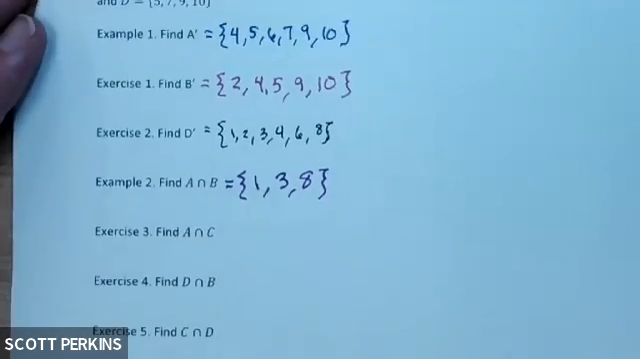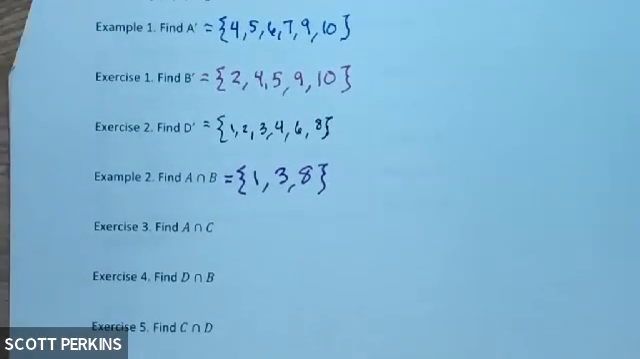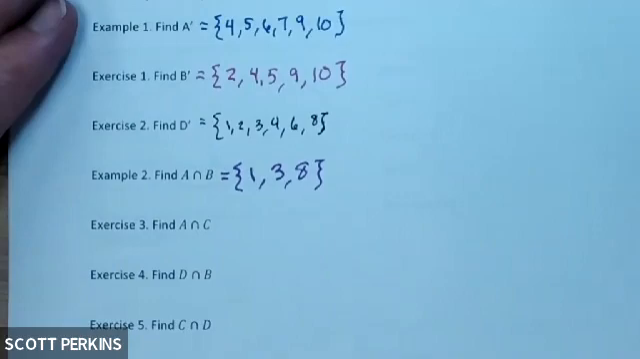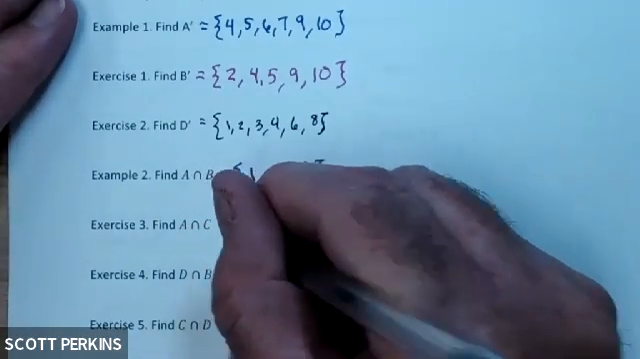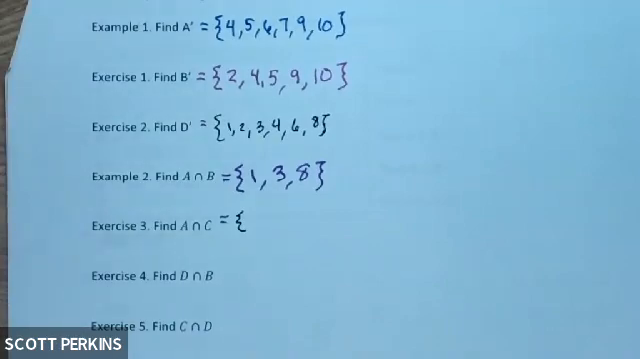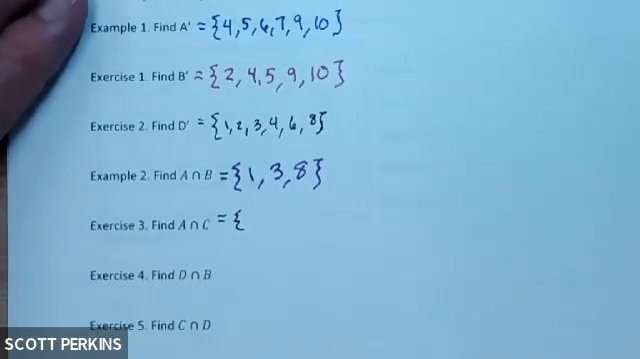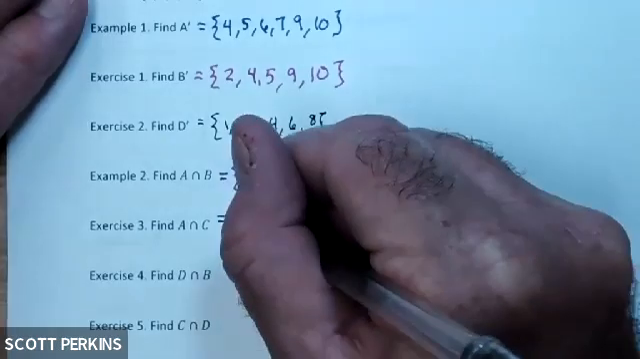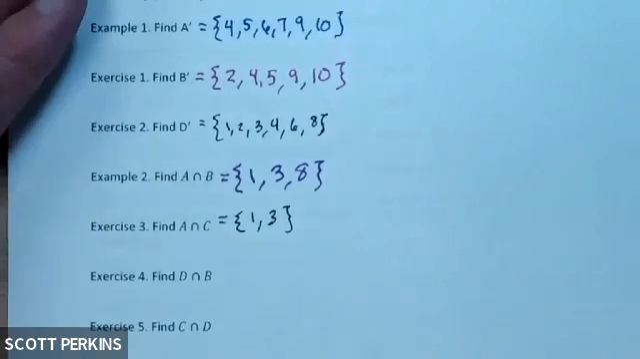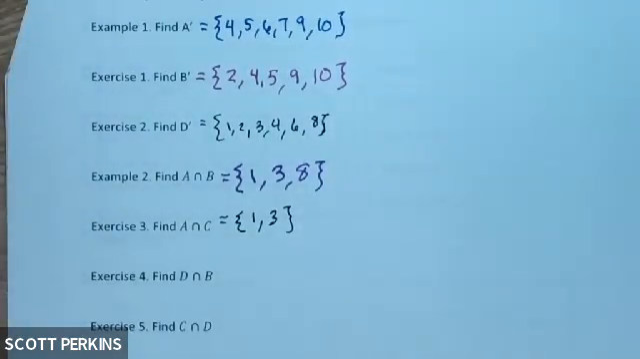Given that, go ahead and do exercise 3. You're going to intersect A and C. A is the set 1, 2, 3, 8. C is 1, 3, 4. So where do those overlap? What do they have in common? Yes, 1 and 3 are the things that those two sets have in common, and nothing else. We still okay? Please do the next one.